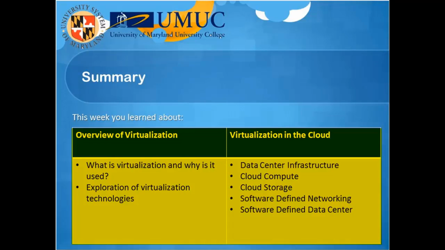So in summary, this week you learned about an overview of virtualization. We talked about virtualization and why it is used. We talked about an exploration of virtualization technologies. Then we moved into virtualization in the cloud. We talked about data center infrastructure and we compared on-premise versus the cloud. We talked about cloud compute. We talked about cloud storage. We talked about software-defined networking, and we discussed software-defined data centers. Thank you and good luck.